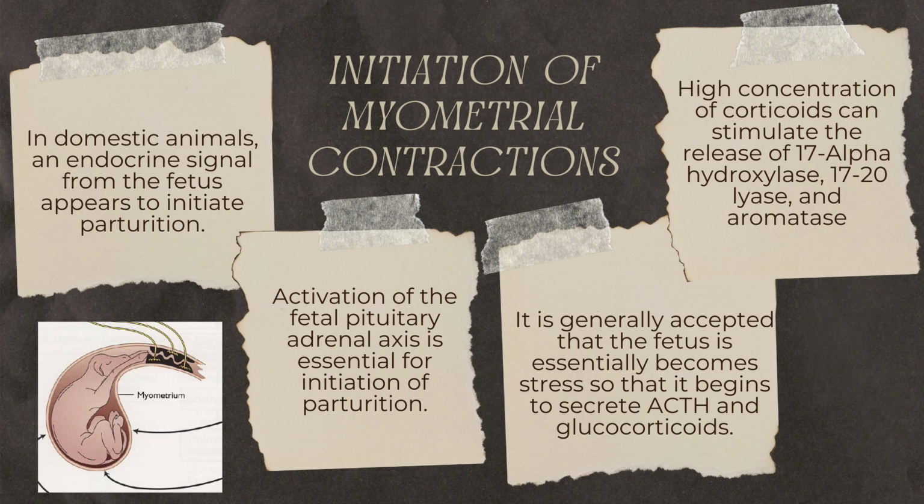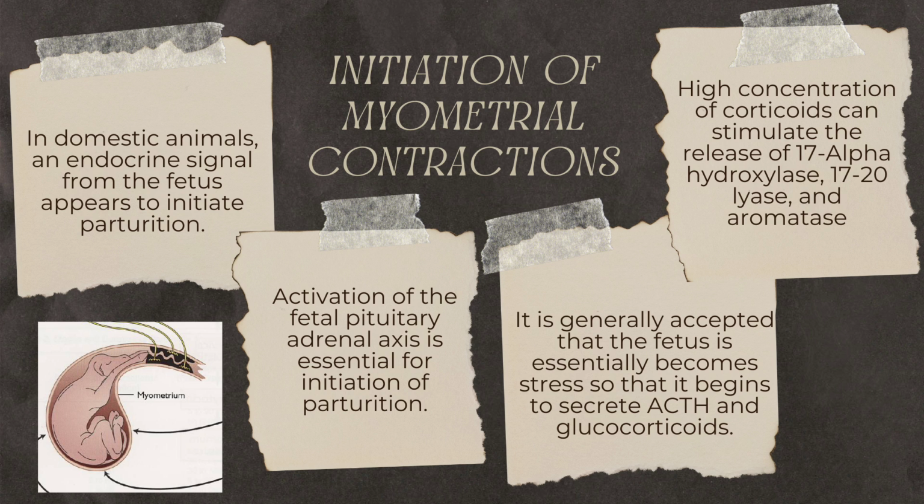The high concentration of corticoids can stimulate the release of 17-alpha hydroxylase, 17,20-lyase, and aromatase. These enzymes increase the conversion of progesterone to estradiol. Corticoid also promotes synthesis of PGF2-alpha. Both estradiol and PGF2-alpha act to remove the progesterone block and promote uterine contractions.